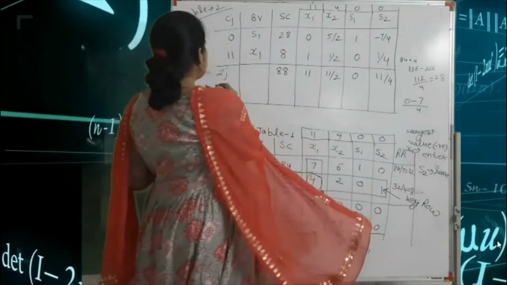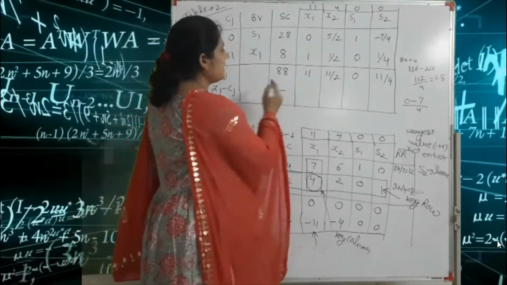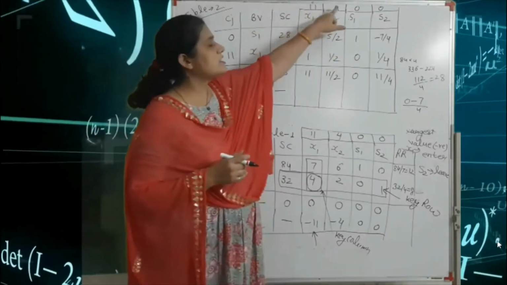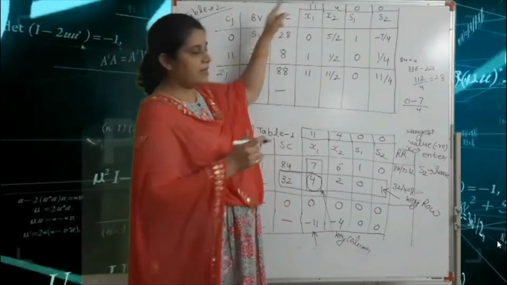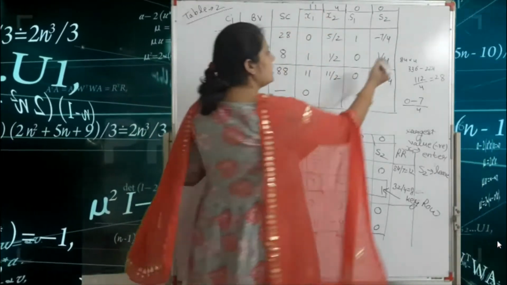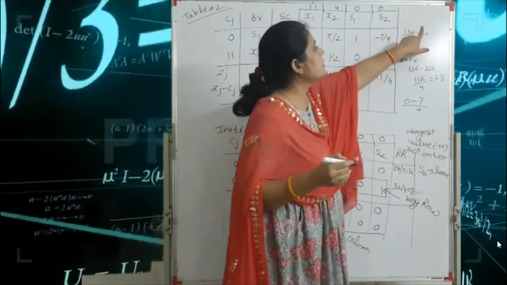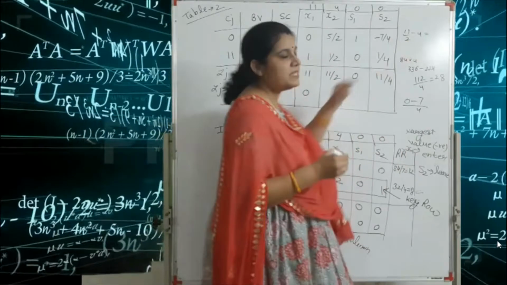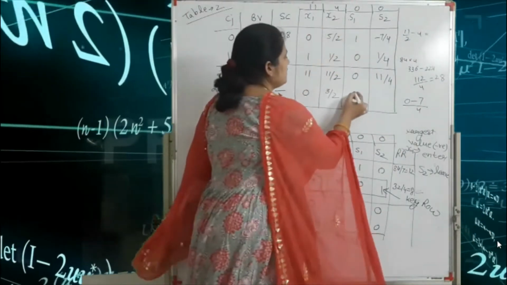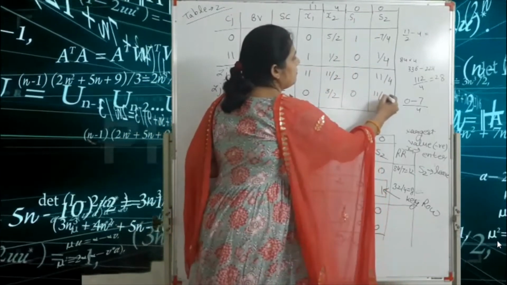Okay, so next one is we find the Zj minus Cj. Here we write the Zj values 11, and these are our Cj values. So 11 minus 11 means 0. 11 by 2 minus 4, so 11 by 2 minus 4 means 11 minus 8 by 2, that means 3 by 2. So we write here 3 by 2. Okay, 0 minus 0 means 0, and 11 by 4 minus 0 means 11 by 4.